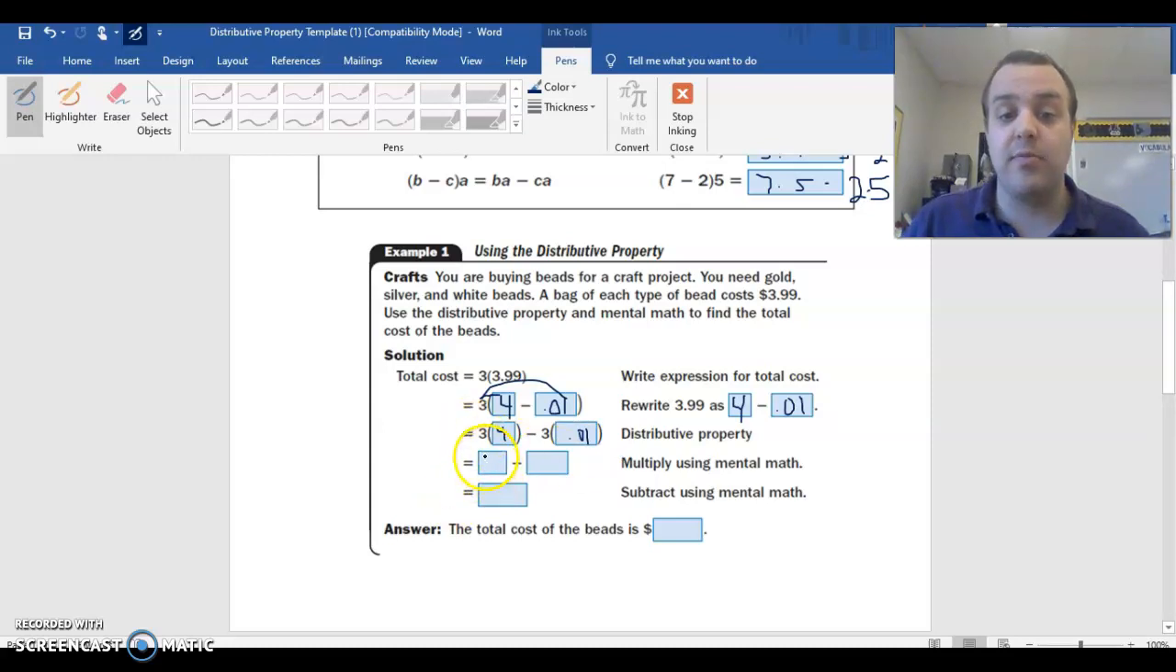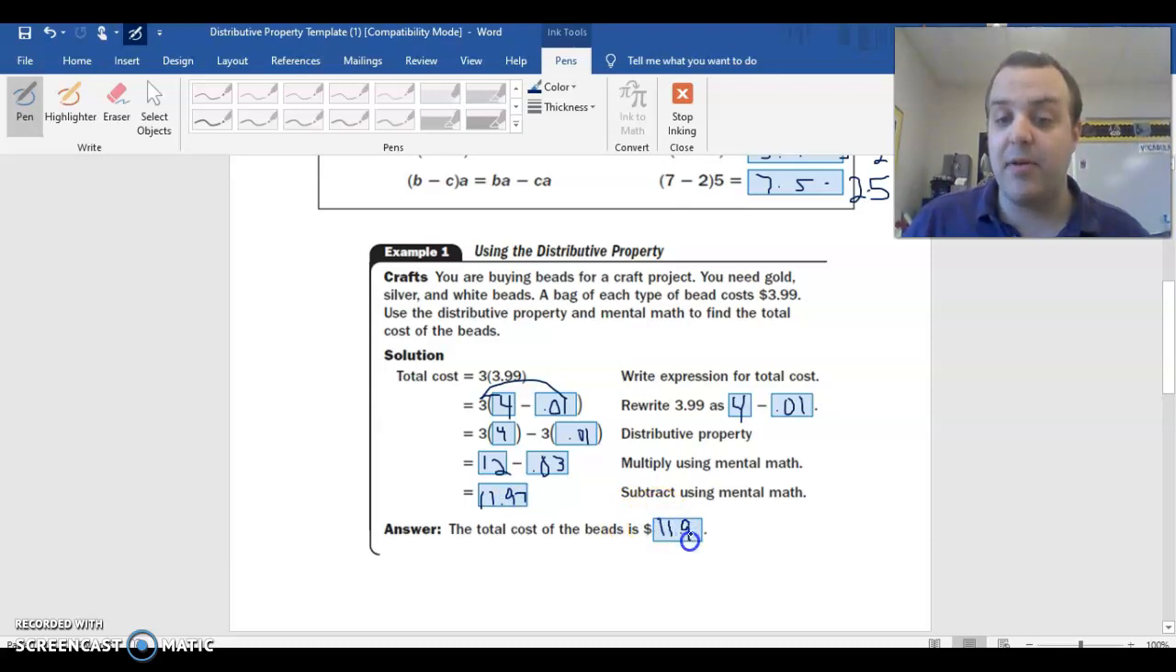3 times 4, well, 3 times 4 is 12. And then 3 times 0.01 is going to be 0.03. And that's something I can also do. 12 minus 3 cents, well, that's going to be 11.97. Oh, hey, the cost of these beads is going to be $11.97, and I figured that out by using the distributive property.